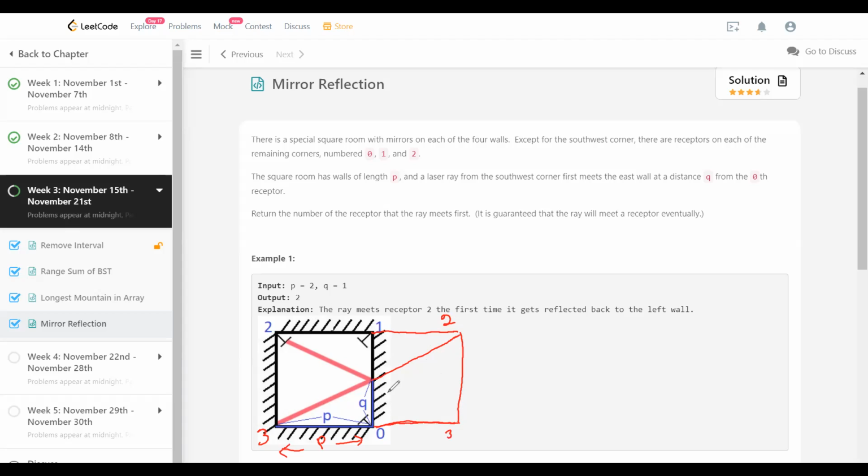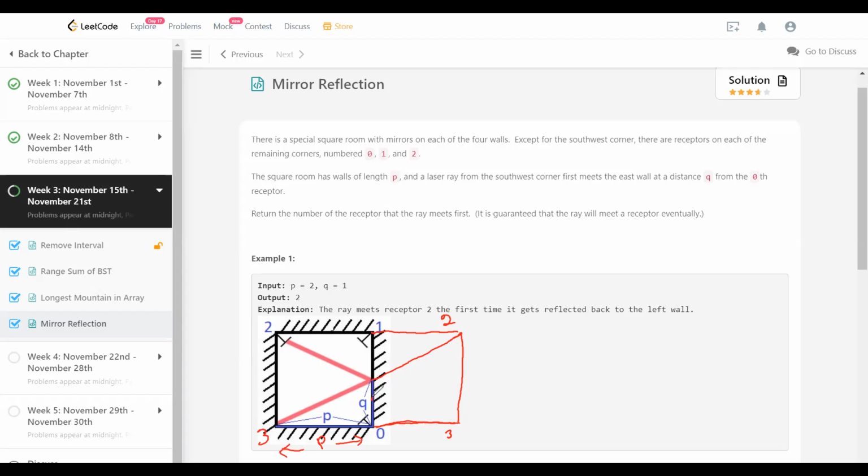In the example, p is 2 and q is 1. So q is half of p. That's why when the light travels 2 units of p in the x-axis, it travels 1 unit of p in the y-axis, right? That is the ratio of p to q. So it's going to meet corner 2 when it travels 2 p's in the x-axis.